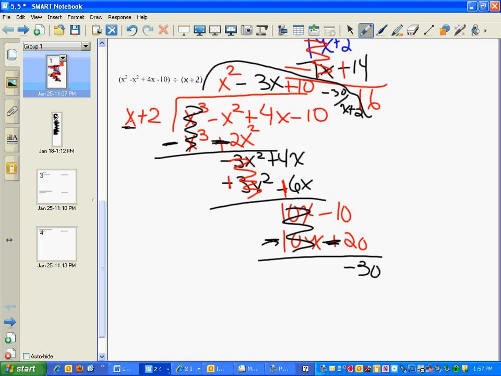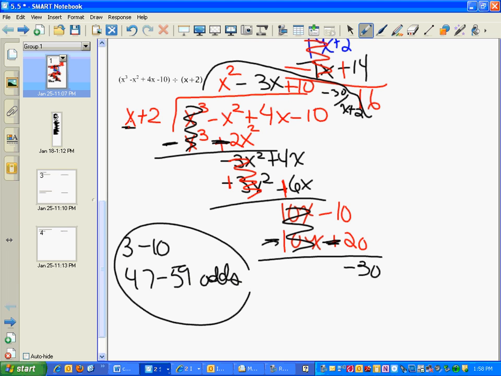So 3 through 10. Here, you know what? I'm gonna write it on the board. Actually, 3 through 10, and then I want you to do 47 through 59, the odds. Those are just the review ones.